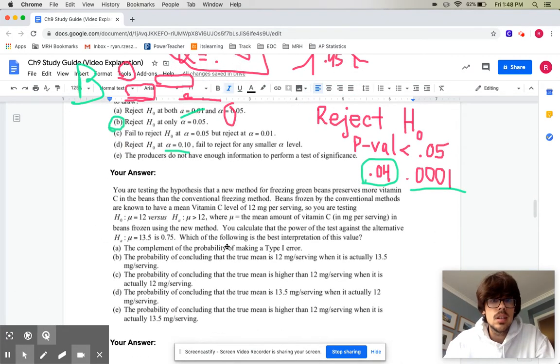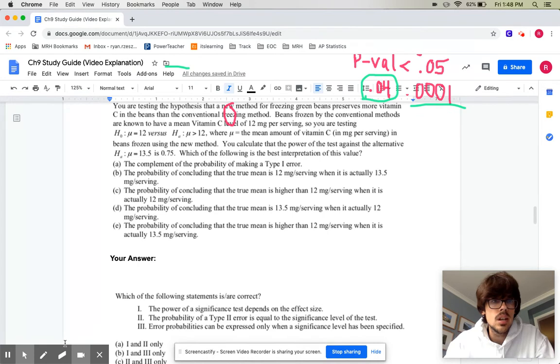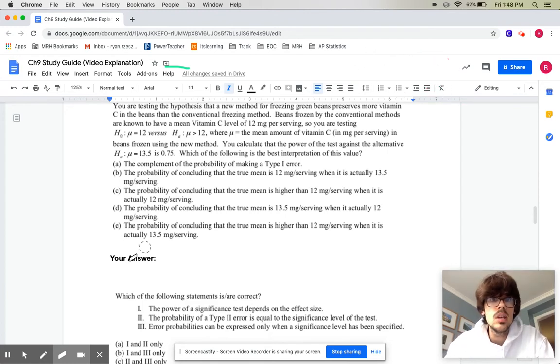All right, getting into our good old friend type 1, type 2 errors and power and all that stuff, on to this next question here. So what they're asking us is we are looking at vitamin C in beans with freezing them and stuff like that, and we're testing the hypothesis that mu is 12 versus mu being greater than 12. You calculate the power of the test against the alternative. I'll explain that in a minute. And they tell you what the power actually is.